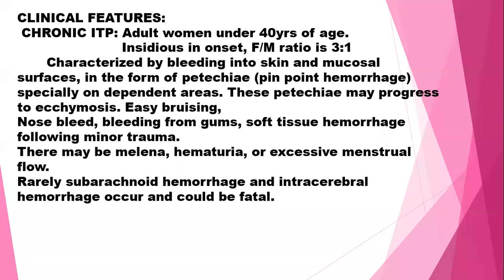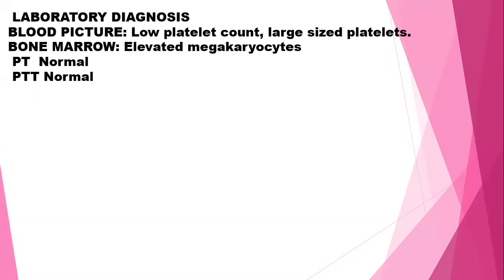There may be melena, hematuria, or excessive menstrual flow, and rarely subarachnoid hemorrhage and intracerebral hemorrhages may occur, and these could be fatal. Laboratory diagnosis: how to diagnose. The blood picture shows a low platelet count, and the platelets are larger in size than normal. Bone marrow aspiration reveals elevated megakaryocytes. PT is normal and PTT is also normal.